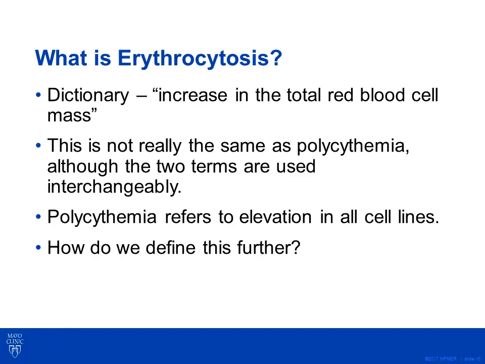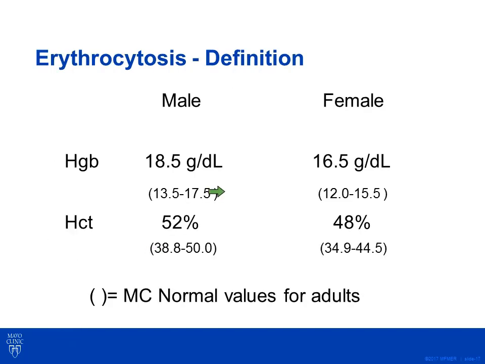So how do we further define erythrocytosis? Well, a very simple way is simply to look at the patient's complete blood count. And here I've listed the hemoglobin and hematocrit. In parentheses here are the normal ranges that we have here at Mayo Clinic for males and females. A generally accepted level of 18.5 for males and 16.5 for females for the hemoglobin, and 52% and 48% respectively for the hematocrit is the definition of erythrocytosis, for example, by the WHO, the World Health Organization.